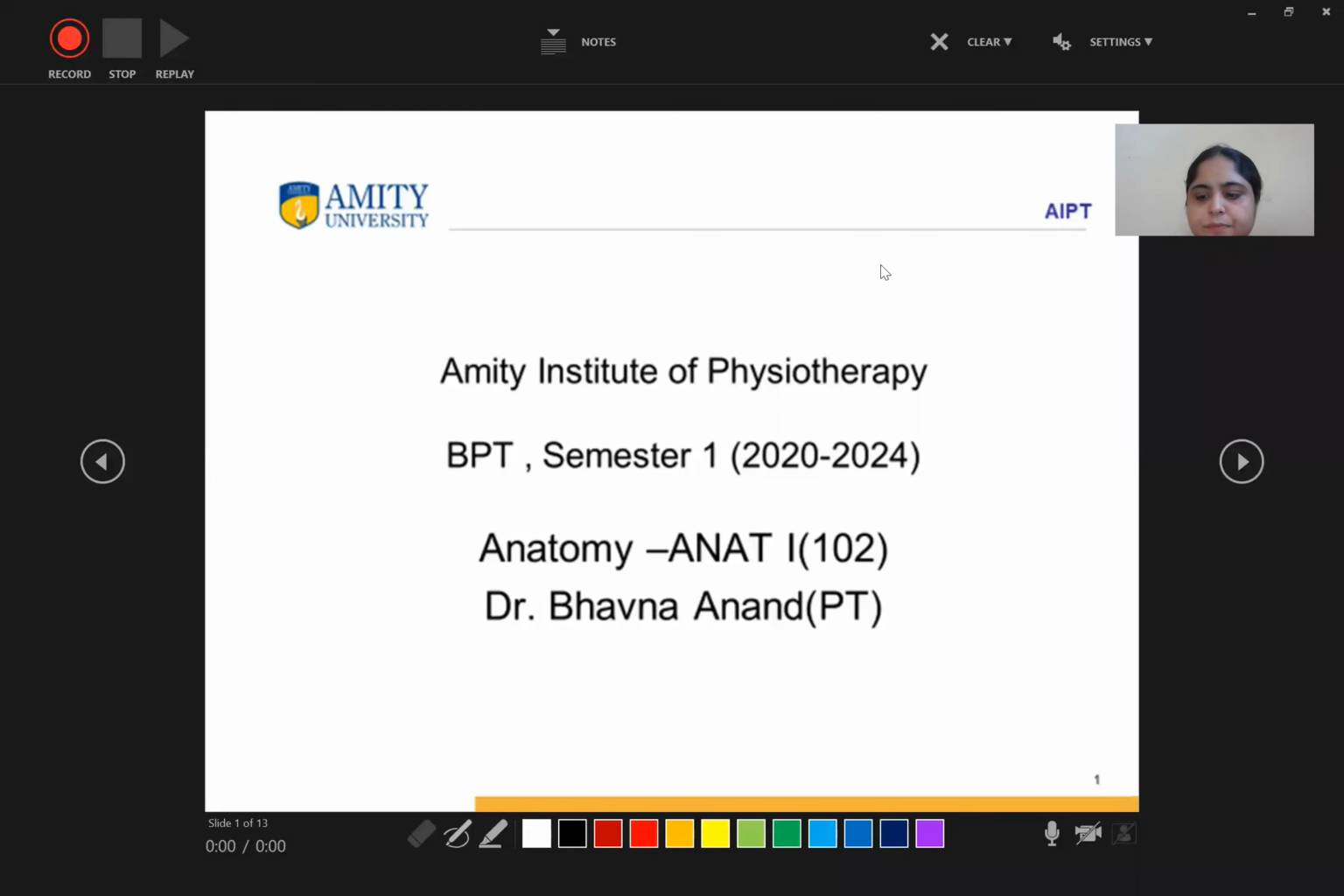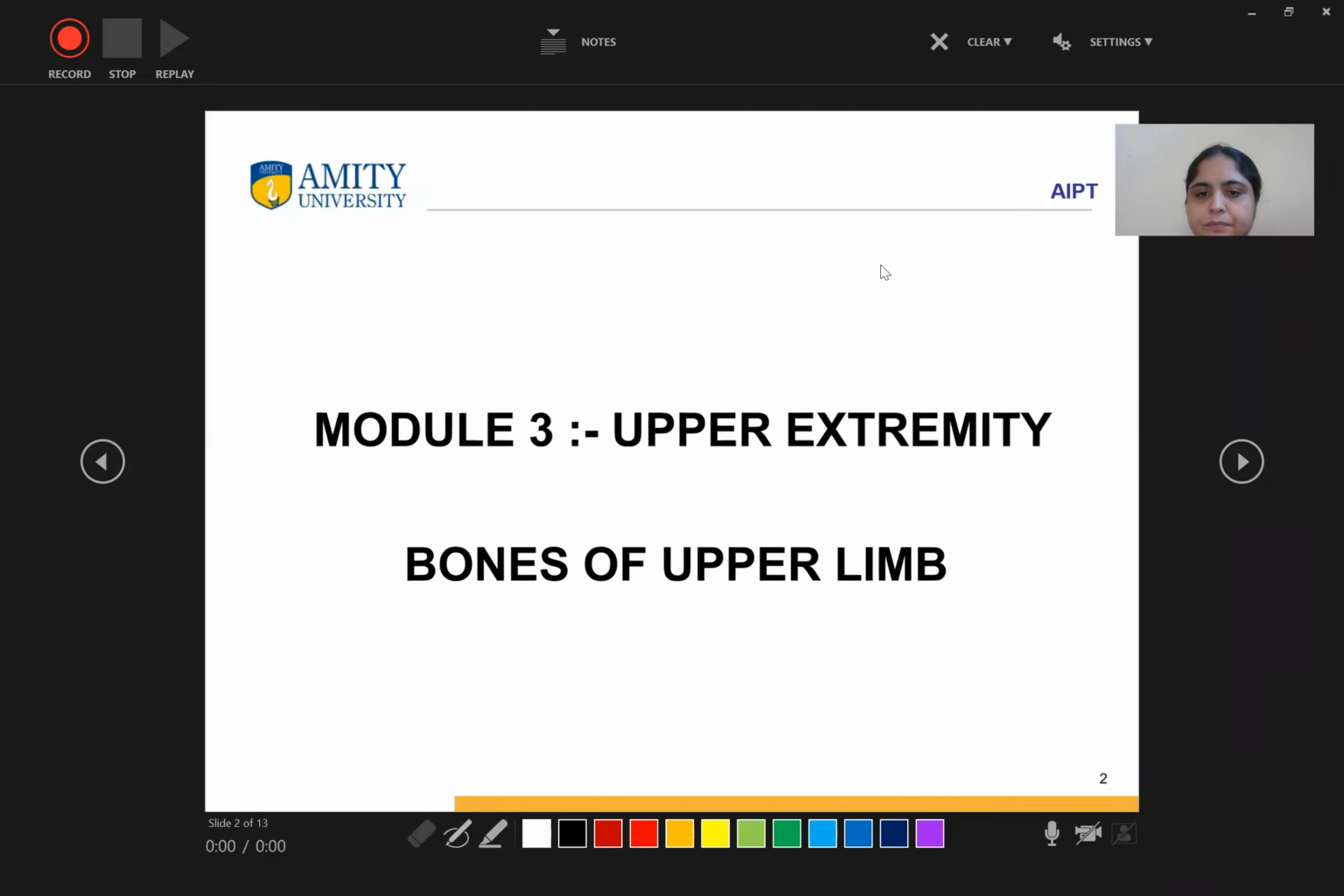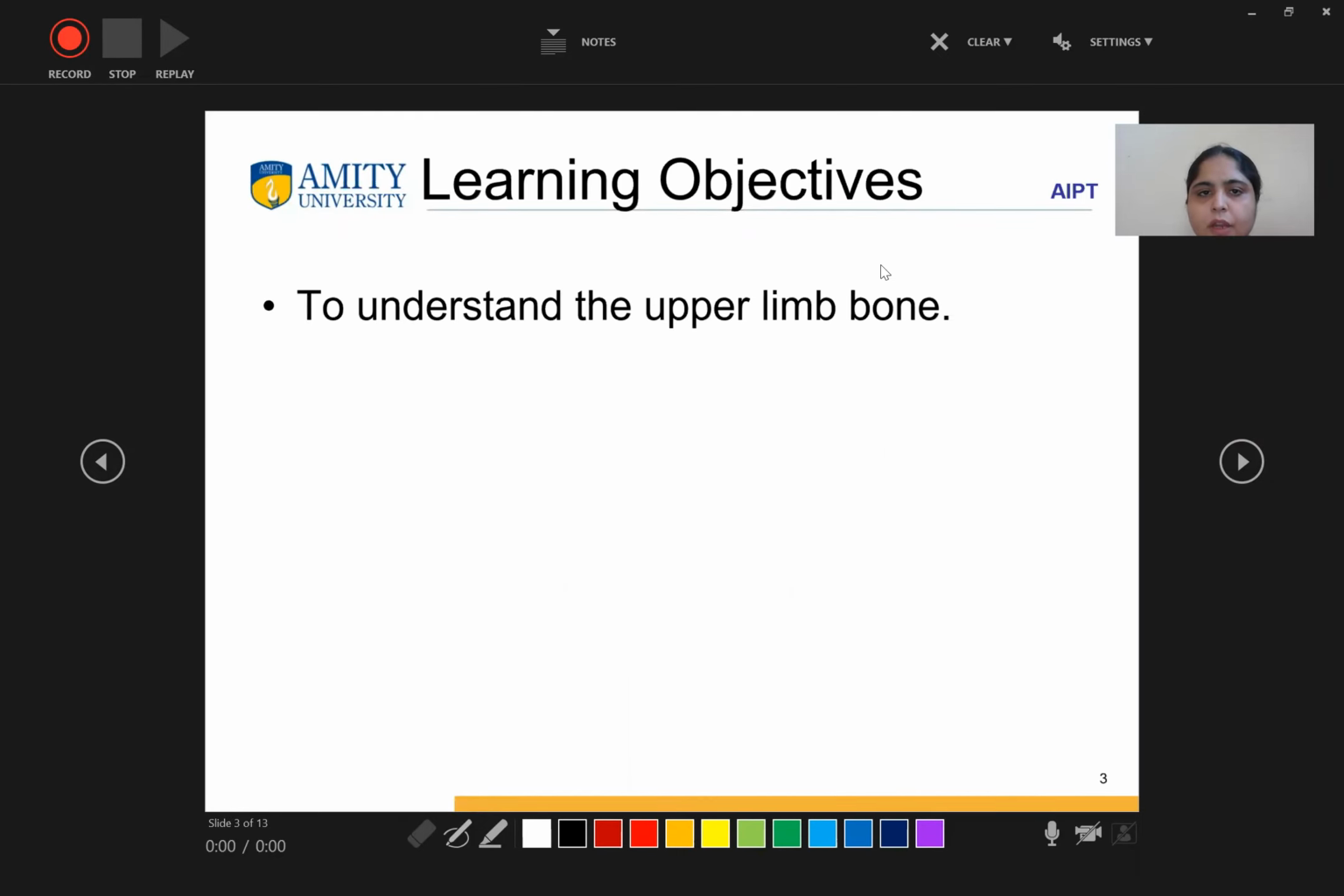Good morning, students. Today, we will be discussing Module 3 Upper Extremity, Bones of the Upper Limb. The learning objective is to understand the upper limb bones.